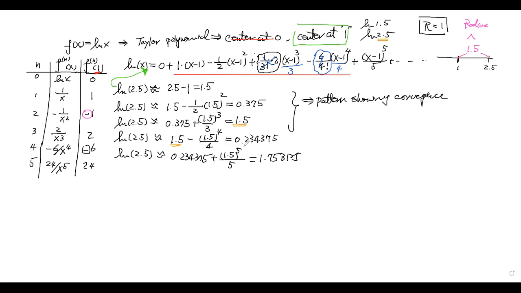The reason why is because 2.5 is outside the radius of convergence here. We know the radius of convergence here is equal to 1, and 2.5 is outside of it. That's why you cannot use it. It's not every number you can use, because it is restricted by the radius of convergence. So this is natural log 2.5, and we will see what we can do about it later.